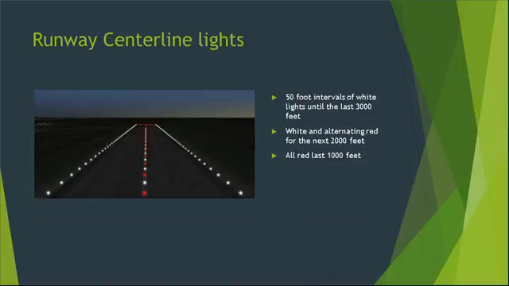Runway centerline lights are white lights in 50-foot intervals until the last 3,000 feet. Then it goes from white to alternating red lights for the next 2,000 feet, and all red on the last 1,000 feet. These help identify how close the pilot is to the end of the runway.